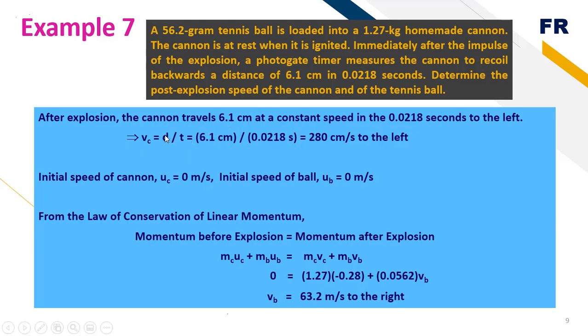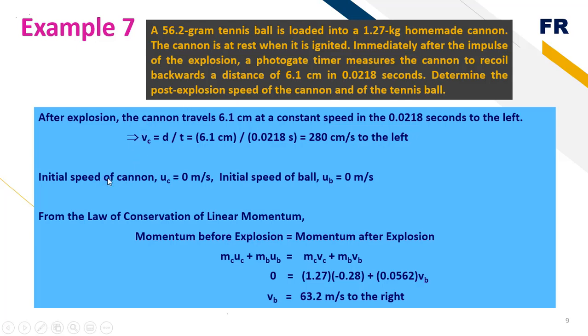In order to calculate the velocity of the cannon, we use the formula v equals d over t, where d is the distance and t is time. So we get v to be 280 centimeters per second to the left. Please do not leave out the information of the direction of the cannon. Since v here is a vector, when we state the value of v, we must also state the direction of the velocity.